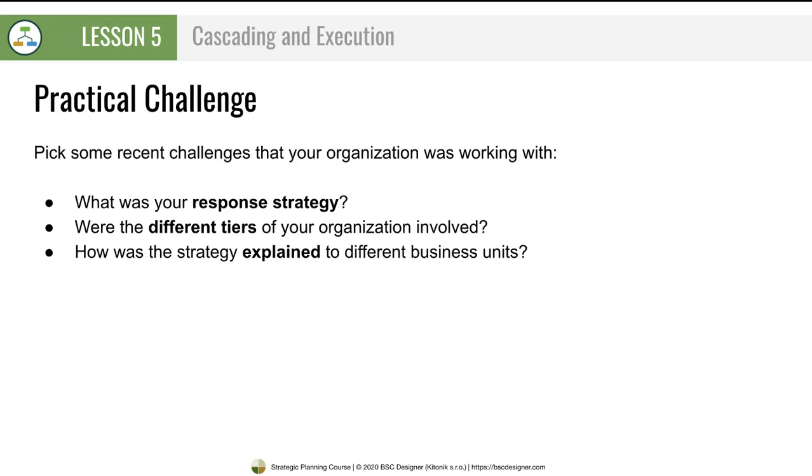The practical challenge for this lesson: check out the article 12 examples used to align strategy. Find the approach to cascading that is used in your organization. Pick some recent challenges that your organization was working on. What was your response strategy? Were the different tiers of your organization involved? How was the strategy explained to different business units?